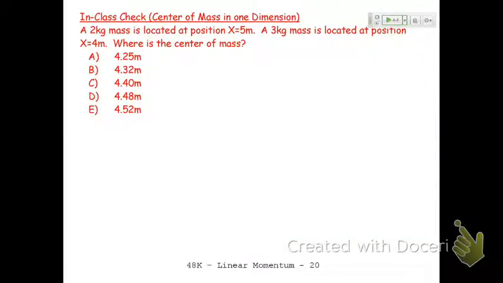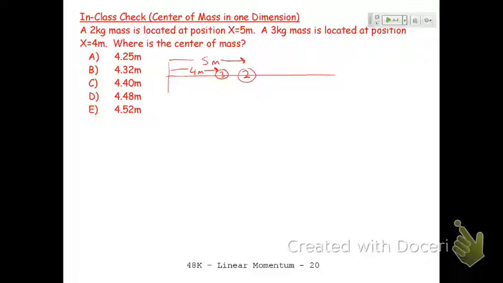I'll do this one with you. A 2 kilogram mass is located at position x equals 5. So here we have 2 kilograms, and this is 5 meters. And a 3 kilogram mass is located at position x equals 4. So this is 3 kilograms, and this is 4 meters. And so we say, where is the center of mass?